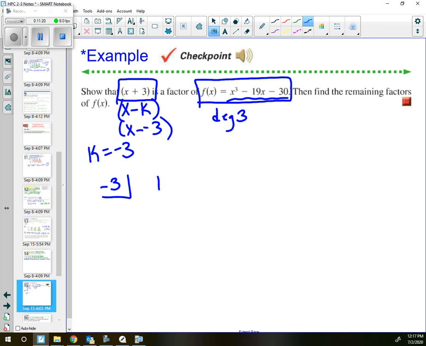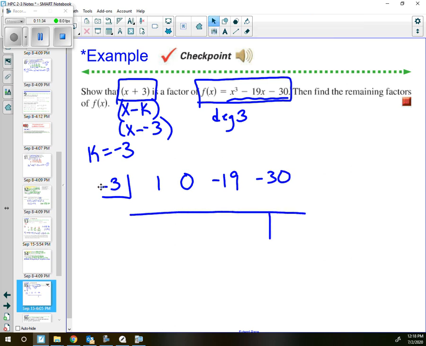So my degree 3 coefficient is a 1. Do you have a squared term? Think about that. Pause the video, write out the rest of your coefficients. So no squared term, we need a placeholder, then negative 19 and negative 30. Okay, so we're going to check and see if we get our zero remainder. So go ahead, pause the video, do your synthetic division, see what you get.